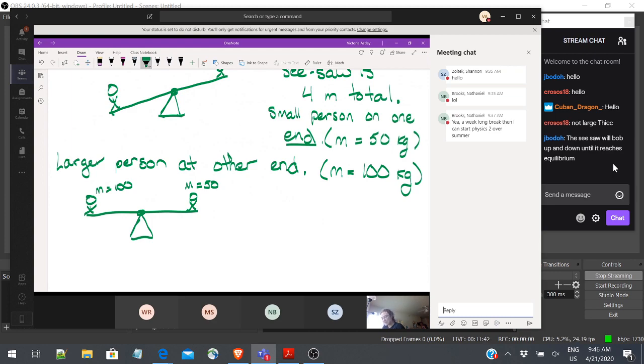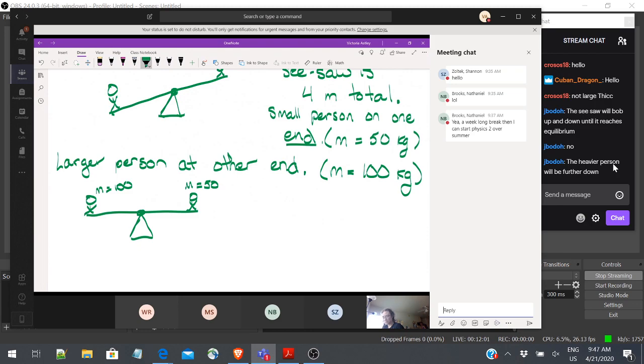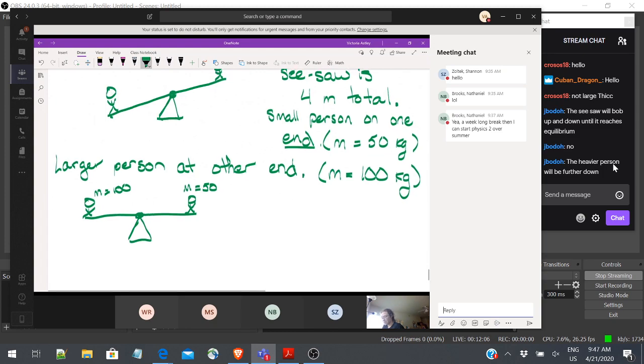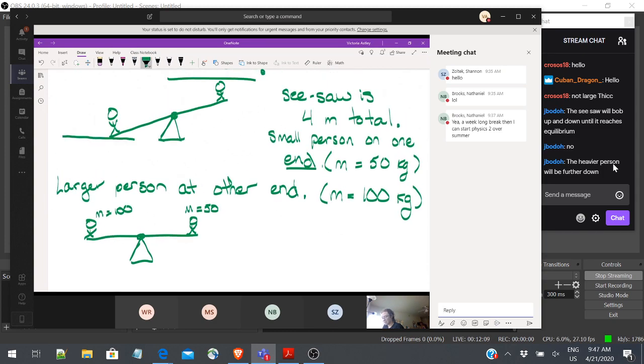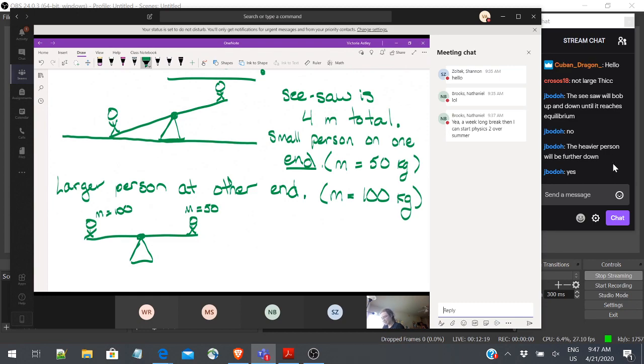Okay. Do you expect equilibrium to look like this? Or how do you think equilibrium is going to look? Heavier person will be further down. We can probably expect the heavier person to be resting on the ground, right? Like this. Makes sense, right? If you've ridden a seesaw with a much smaller person, it's probably going to look like that.